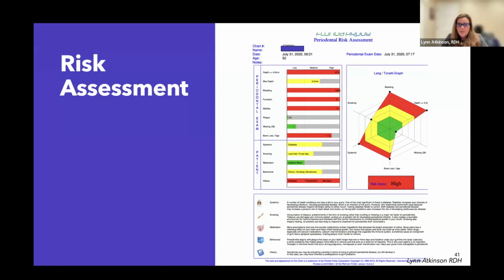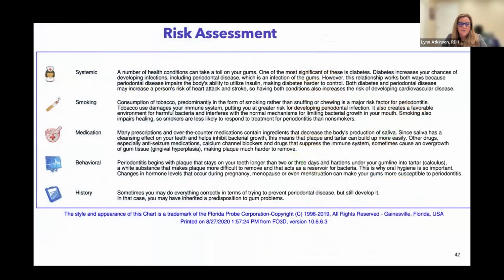What I also love about it is that you can do a risk assessment. So it'll pull from their age, from their bone loss, their bleeding points, and then you can also add in any systemic factors, any family history of periodontal disease or diabetes, or if they're a smoker or if they've had periodontal surgery in the past. So then it all puts them into a risk score. So we know that, hey, this patient is at a high risk score. We really need to keep on top of that patient.